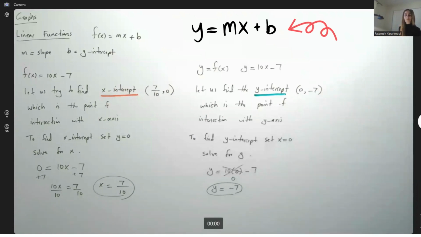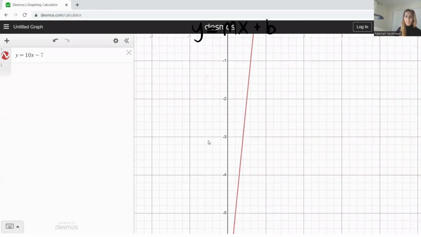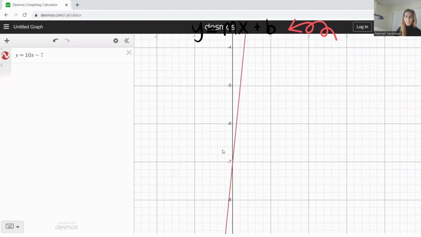You can actually use Desmos and verify them. Let's go back to Desmos and check to see if this guy is actually our y-intercept or not. Let's take a look at this point. At 0 and negative 7, the graph hits the y-axis.